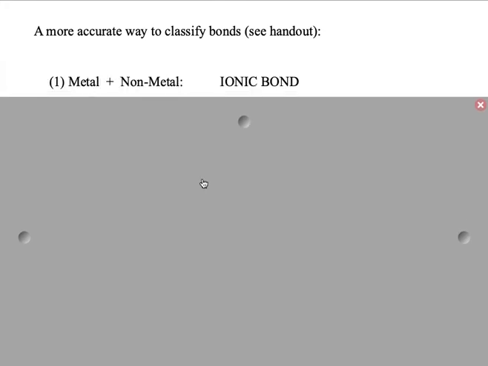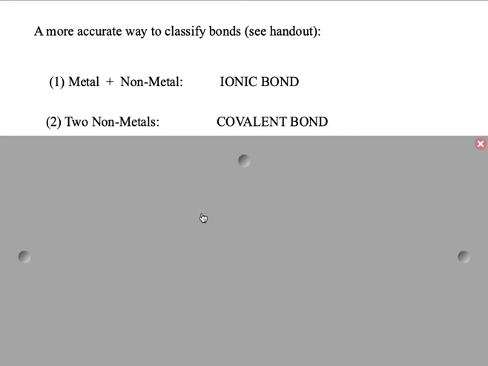The primary criterion for classifying a bond is the type of elements that are involved. In this class, if the bond is between a metal and a nonmetal, we're going to say it's an ionic bond. That makes perfect sense. We know metals like to lose electrons to become cations. We know nonmetals like to gain electrons to become anions. If you've got cations and anions, you've got ionic bonding.